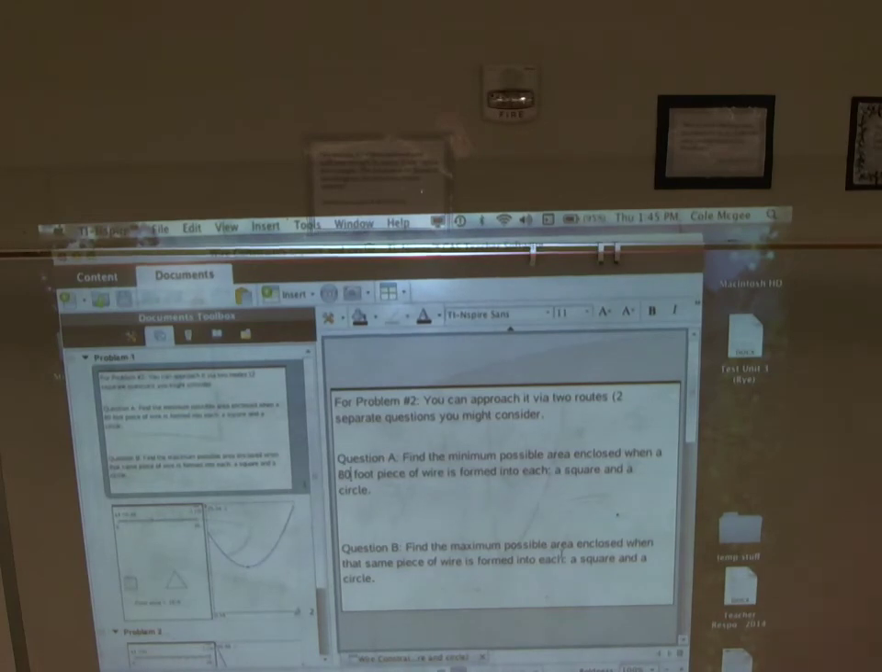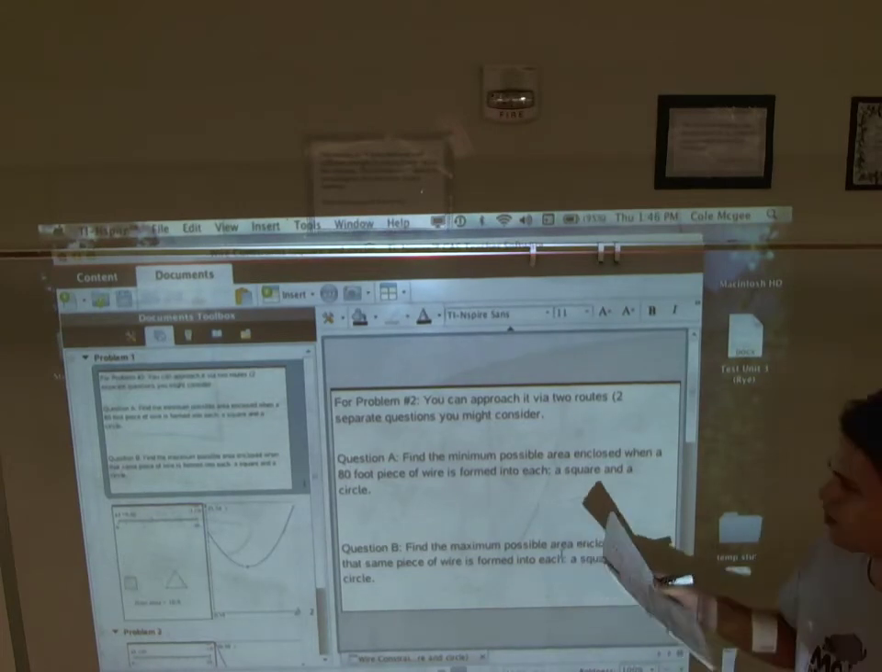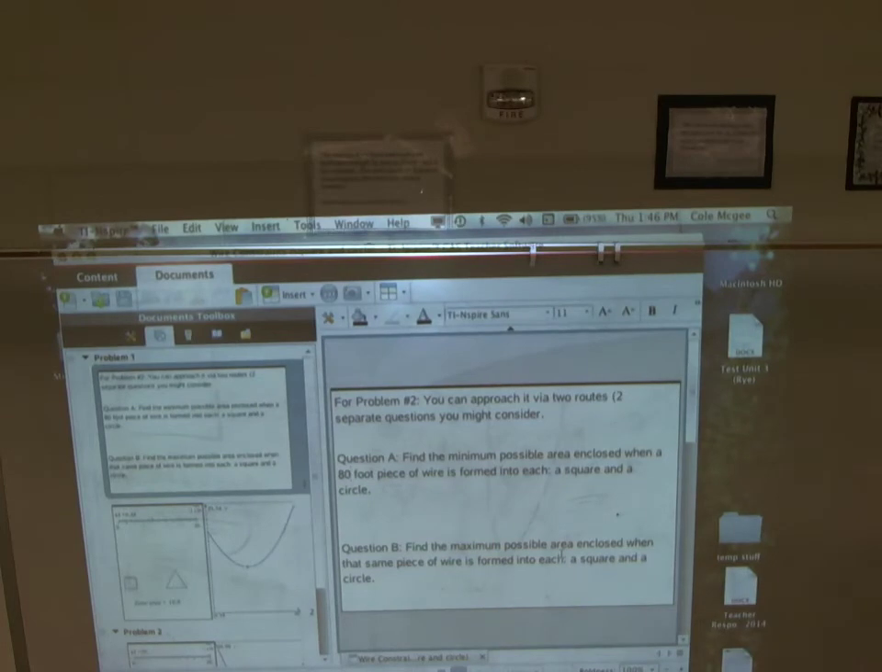Oh, that's not good. So there's two possible questions I had here. I want to do question A. Question A says, you have a piece of wire, just one piece of wire. You're going to cut it in a certain spot, and then you're going to fold it up into a square and a circle. You could also make any other shapes and do the same kind of problem. So we're going to take that long piece of wire, cut it, and make a circle out of one piece, and a square out of the other piece. The goal here is to find the minimum possible area enclosed when we do that.